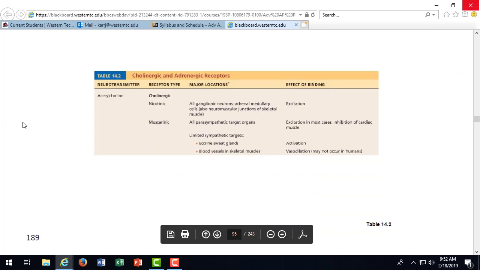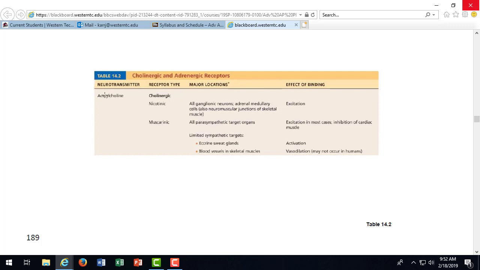So the type of receptors, we have different receptors. We have nicotinic and muscarinic receptors that bind acetylcholine. The difference between these two is nicotinic receptors are excited by acetylcholine, which means that neuron or that organ is stimulated when acetylcholine binds. And muscarinic means it's inhibited. So muscarinic receptors are those receptors on our organs that when they bind acetylcholine, we get rest and digest effects. So when you think muscarinic, you're thinking rest and digest. Those receptors impart a rest and digest effect.